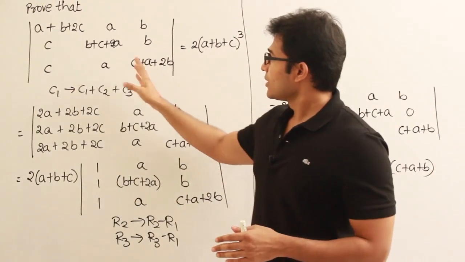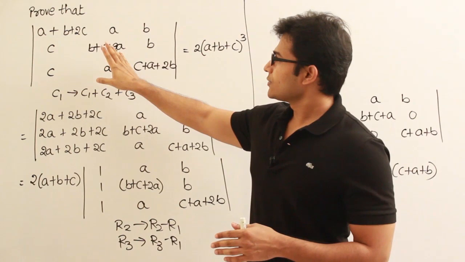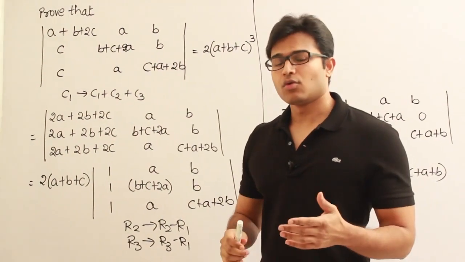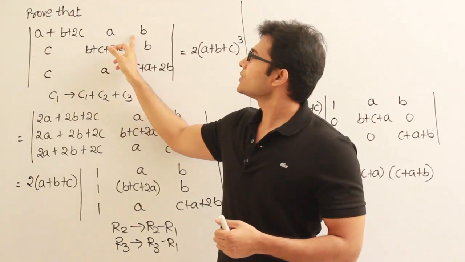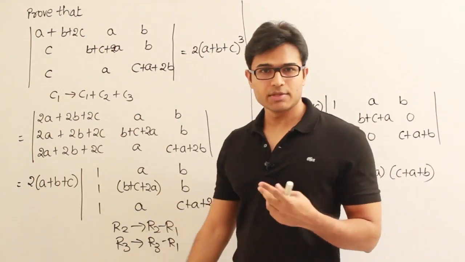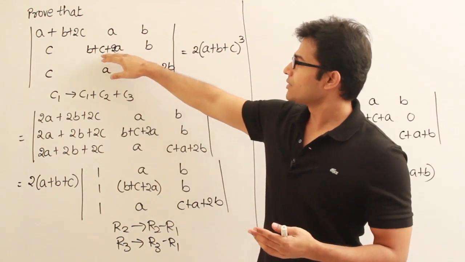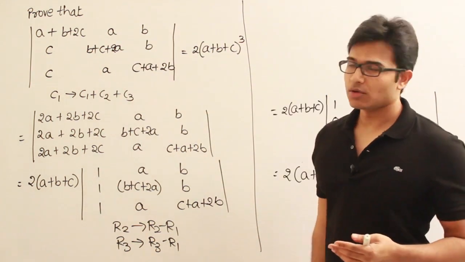Now, if you observe this, we can observe that the sum of all the elements of every row is the same. If you add all the elements of the first row, it is going to be 2a plus 2b plus 2c. And if you do it for the second row, it is going to be the same. Third row also, it is going to be the same.